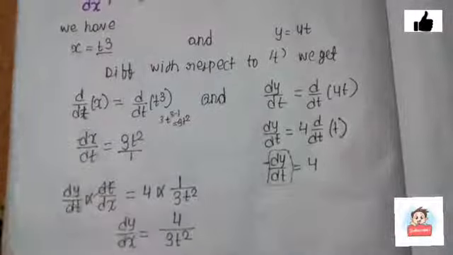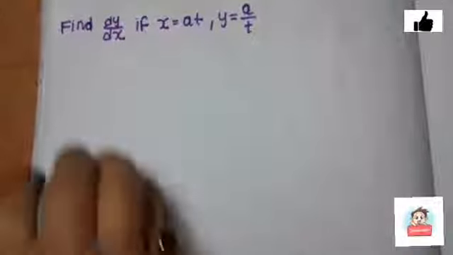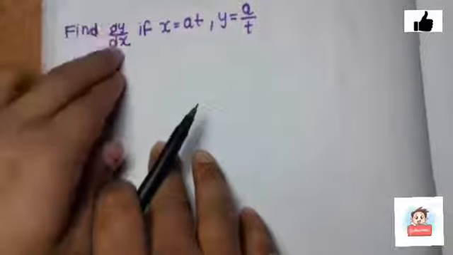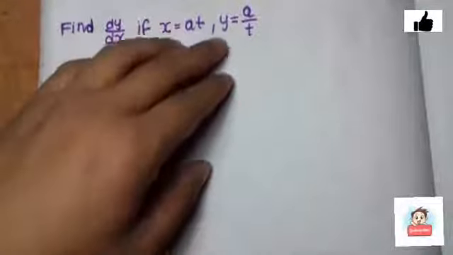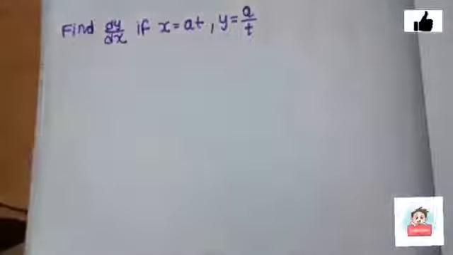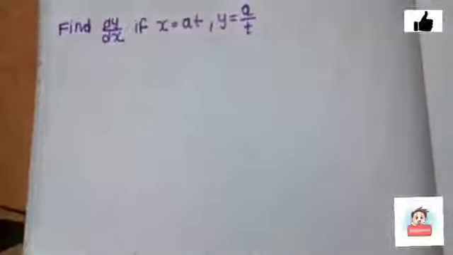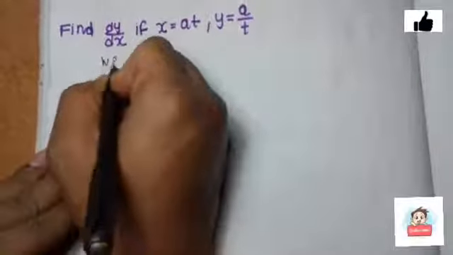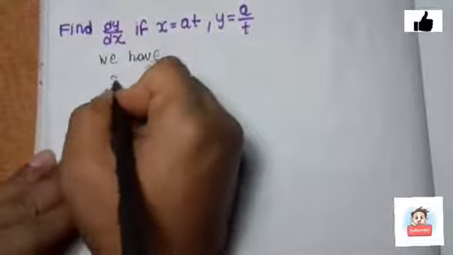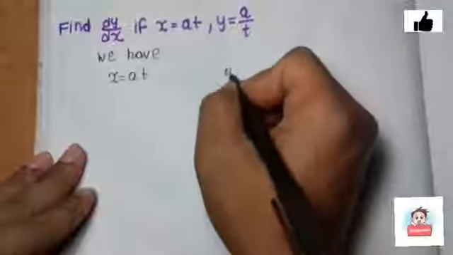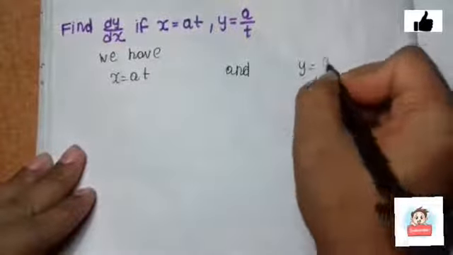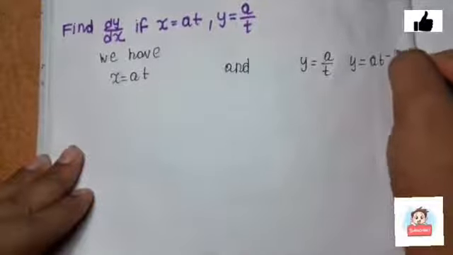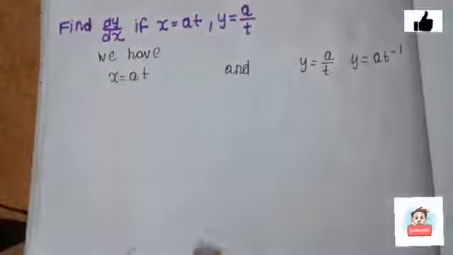So the next sum is this. As you see, the sum tells us clearly: find dy by dx if x equals at and y equals a by t. So we will write it the way we wrote in the previous sum. The statement: we have x equals at and y equals a by t, and we can write y equals a times t to the power minus 1, because when it comes from the denominator to the numerator it will be negative.